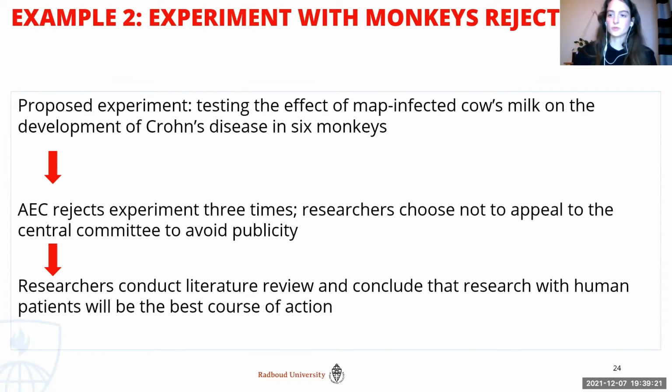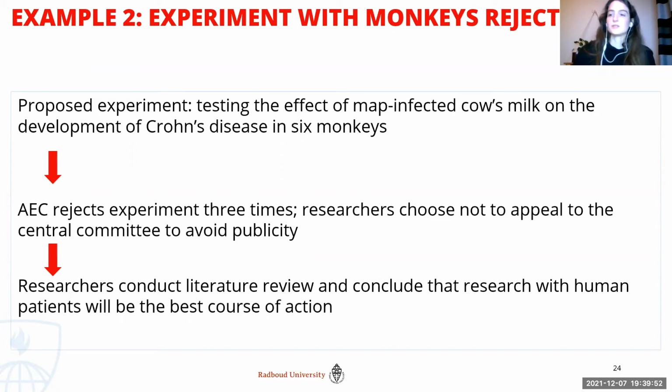And they wanted to feed the monkeys cow's milk that was infected with this mycobacterium for a long time, and then high doses of this bacterium. The Animal Experiments Committee reviewed the experiment 3 times, and they rejected it every time for several reasons. One of the reasons was just the scientific quality of the experiment. They called it an aimed shot in the dark.